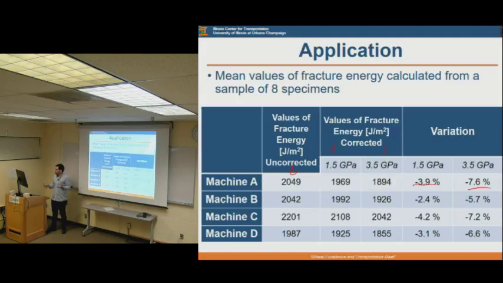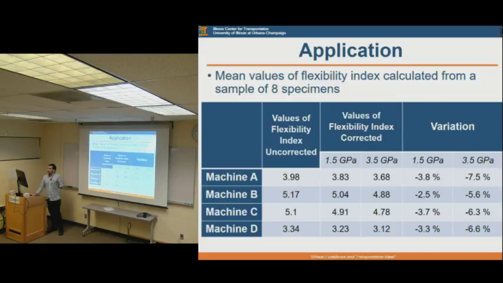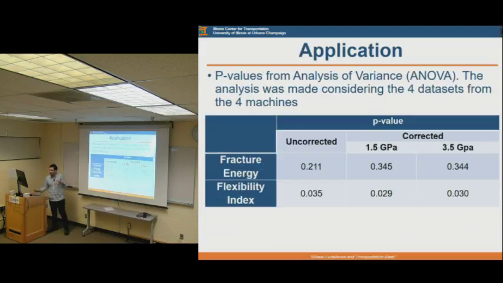differences. It doesn't seem big, but we still need to go forward and see if it actually makes a difference or not. We can do the same thing with the flexibility index. We have the data from the test, then we do these corrections and find out the percent differences, right? But what does this tell us?